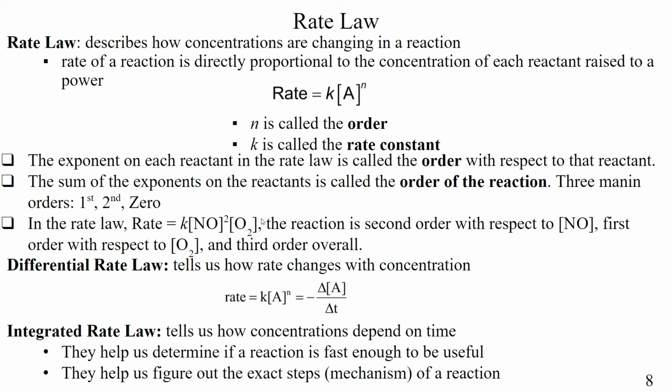Now we know it's 1 because we don't see a number here. All right, so either you're going to see a 2 or a 0 whenever we're trying to do these orders. Okay, so in this case, because I don't have a number here, this is the first order. And my order of our reaction is adding up our exponents. So 2 plus 1 means that we have a third order overall.